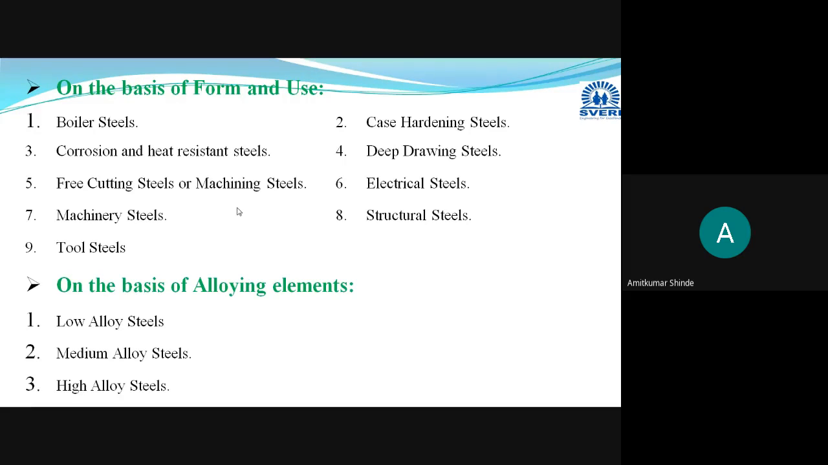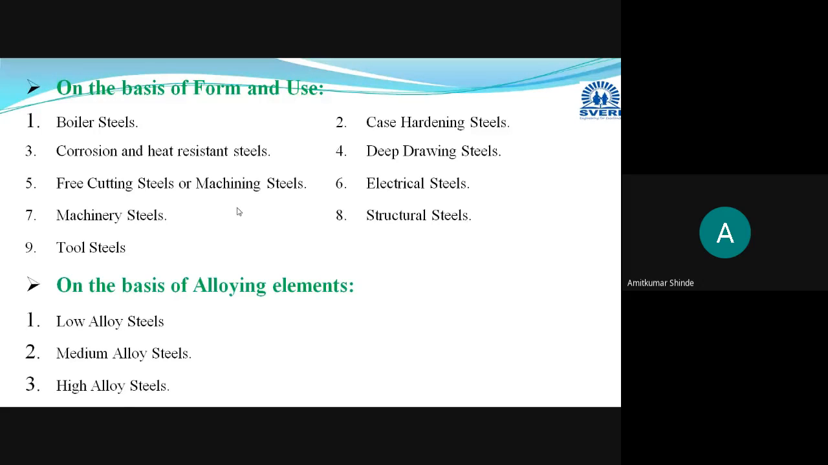Then the next classification is on the basis of the alloying elements. Whenever the percentage of alloying element is below about 5%, it is low alloy steel. When the percentage of alloying element is 5 to 10-12%, that is medium alloy steel. And when it is above 10-12%, it is termed high alloy steel. So this is the simple classification.